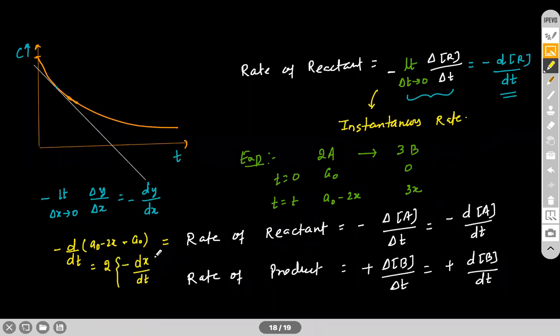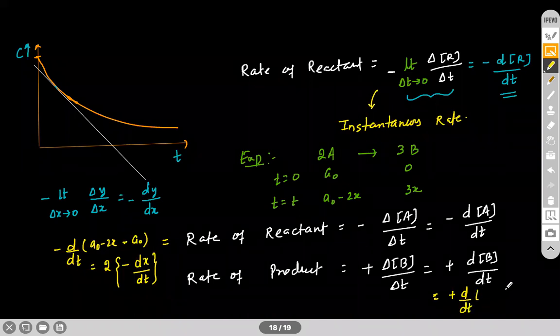Is this fine? You write down like this only, the way I have written. Similarly, this one, if you solve this, you will get plus of d by dt of 3x minus 0, which is equal to 3 plus dx by dt. Any doubt in this?